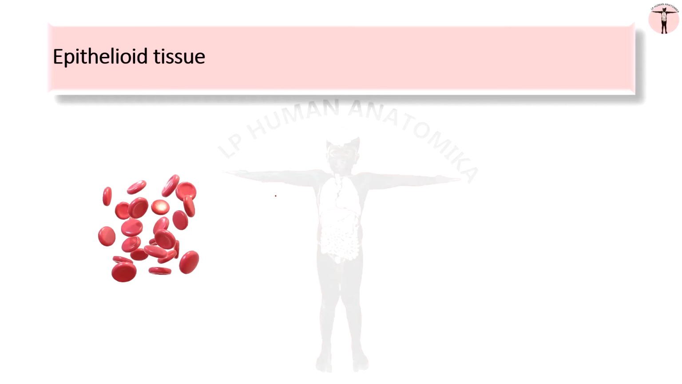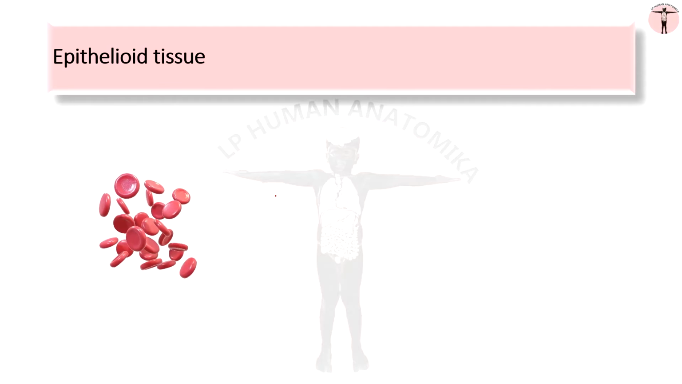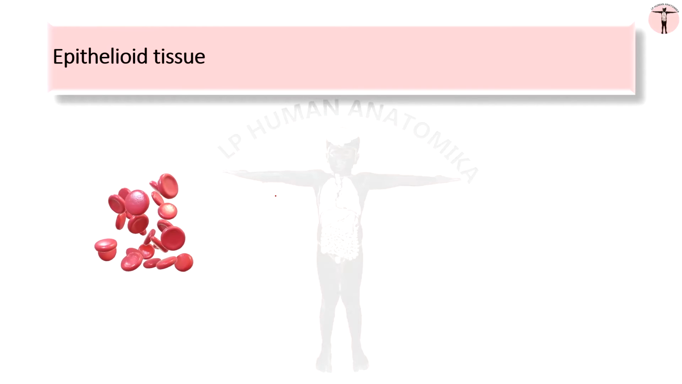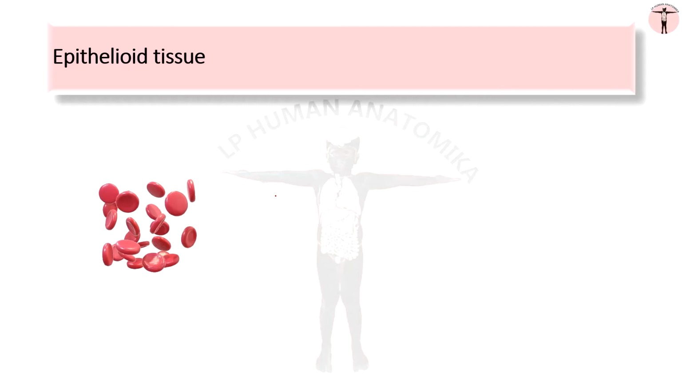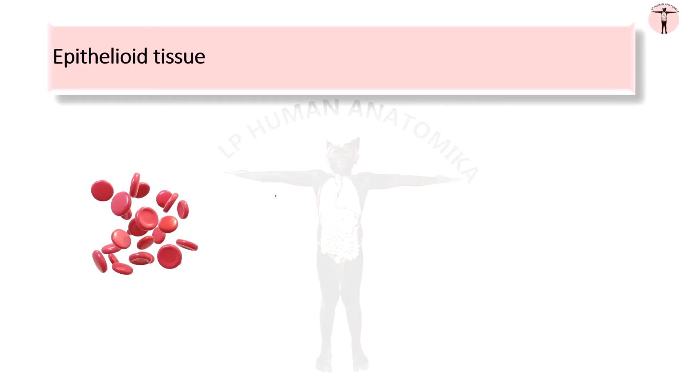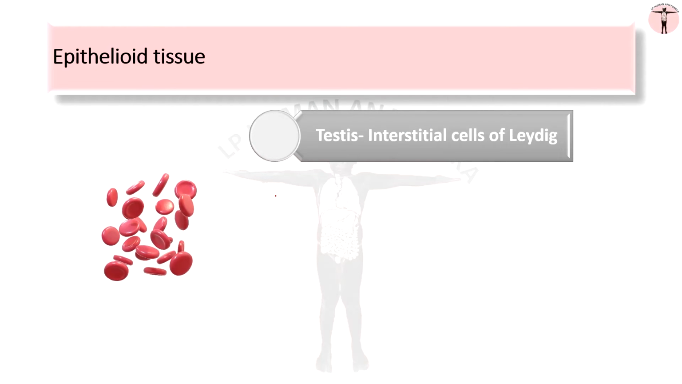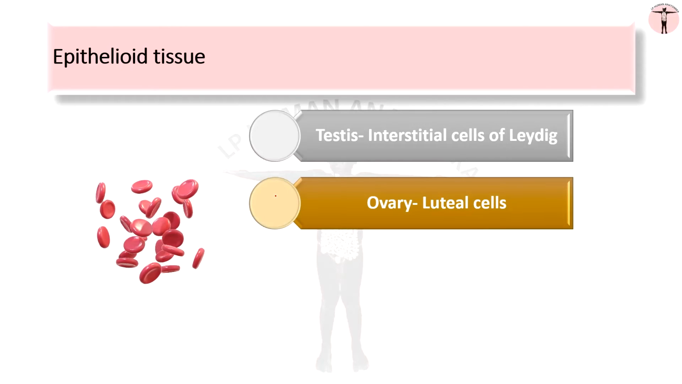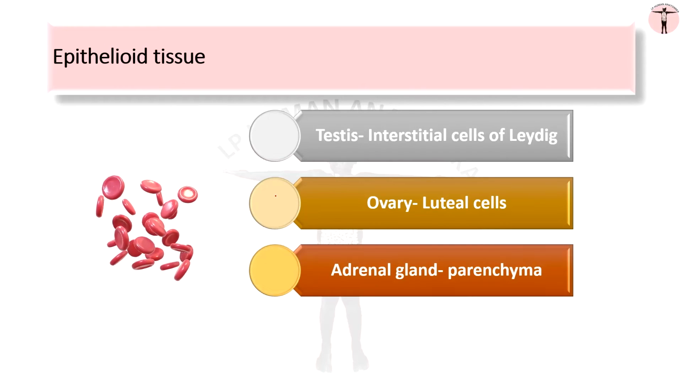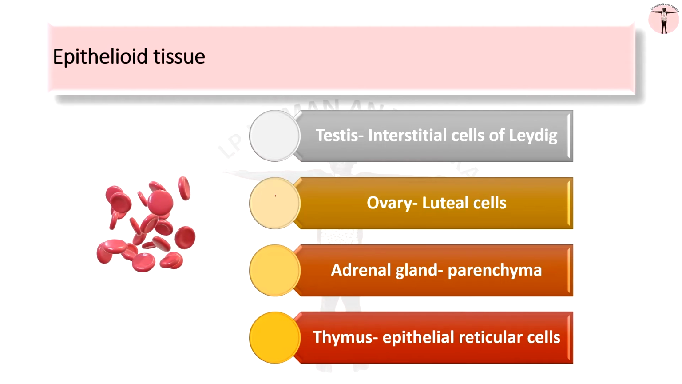In some locations, cells are found aggregated in close opposition with one another, lacking a free surface. These cell aggregates without a basement membrane are called epithelial-like or epithelioid tissues. Examples of epithelioid tissues include the interstitial cells of Leydig in the testis, the luteal cells of the ovary, the parenchyma of the adrenal gland, and the epithelial reticular cells of the thymus.